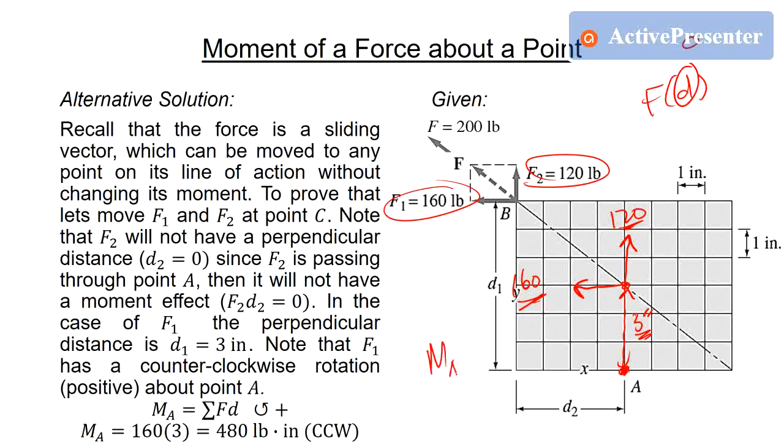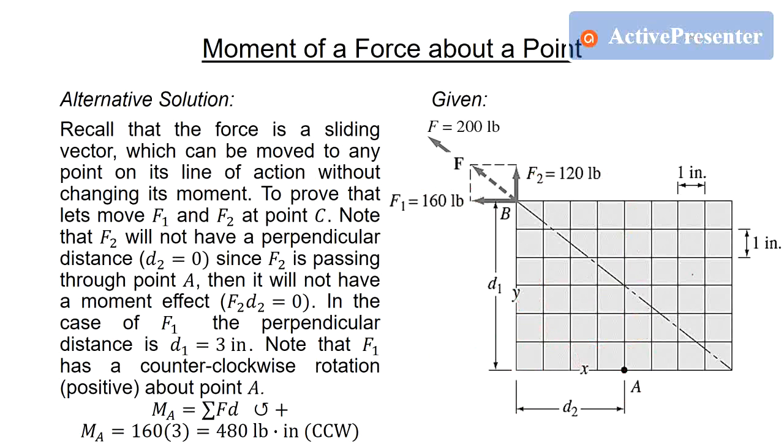The moment about point A of the 160 pound force is counterclockwise. So that is 160 times 3. You will get an answer of 480 pound-inch. So that is the same.